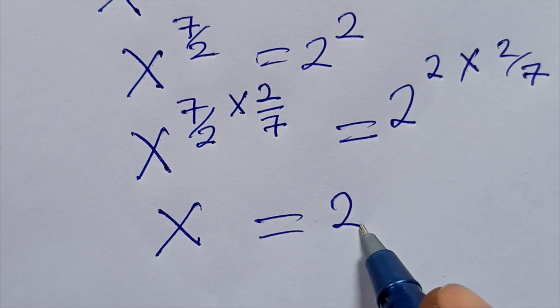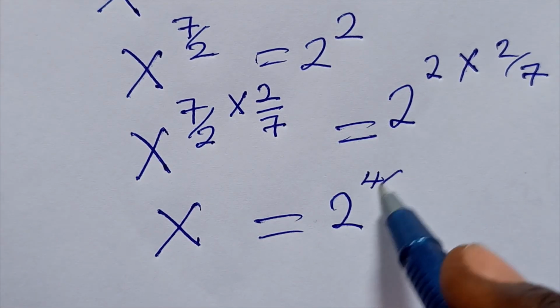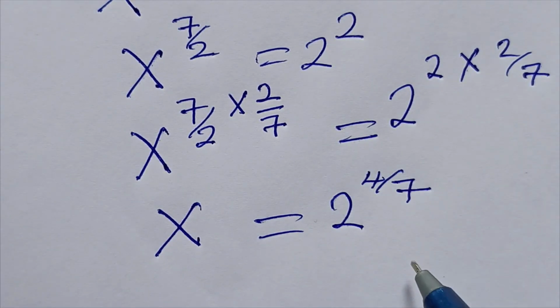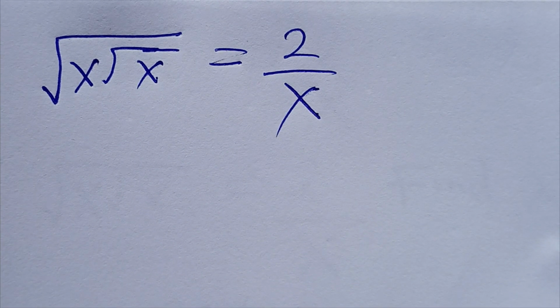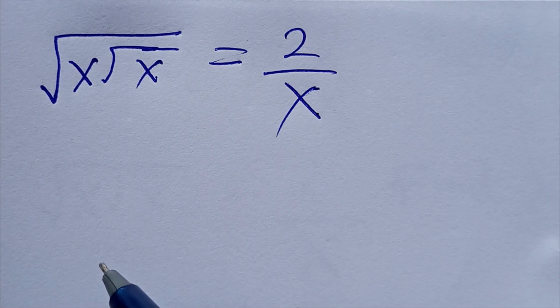So it's equal to 2 to the power of 2 times 2, which is 4 over 7. So this is our final answer, but let's try another method. That's the first way of solving it.